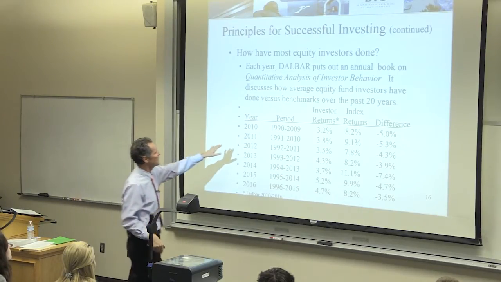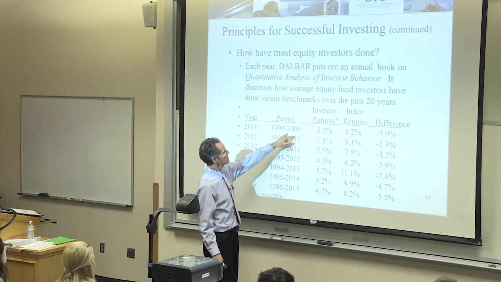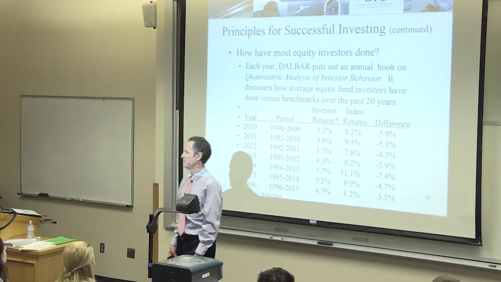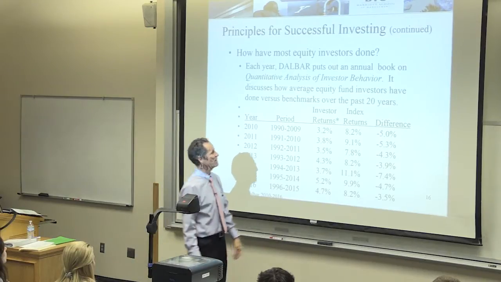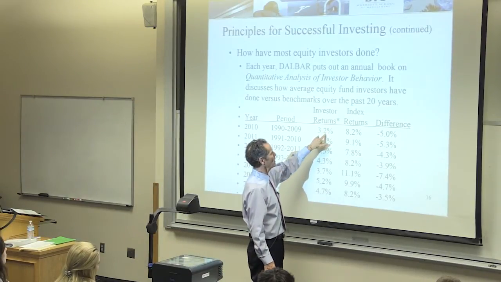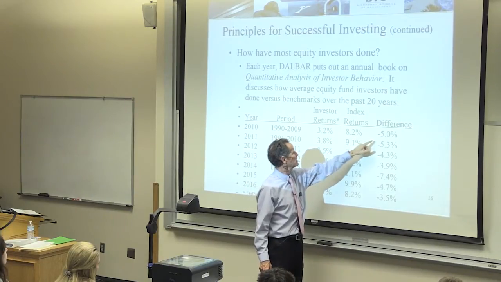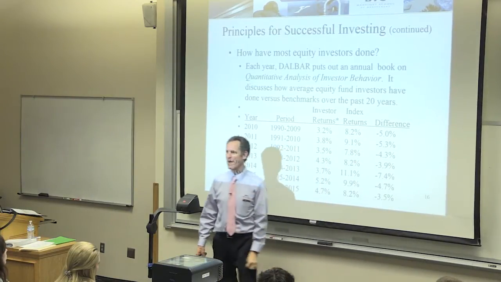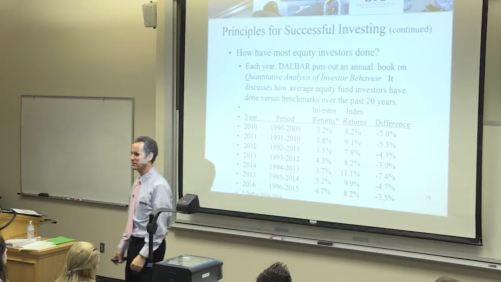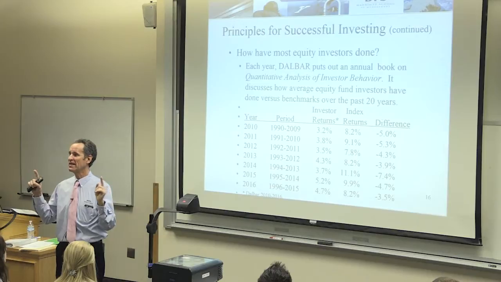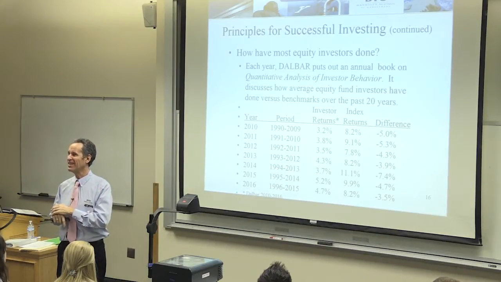So from 1990 to 2009, the investor returns, and I don't remember how many thousand investors it was, but it's a very good sample, were 3.2%. The benchmark was up 8.2, and so people underperform by 500 basis points. That's not 500 basis points over that time period. That's 500 basis points a year.